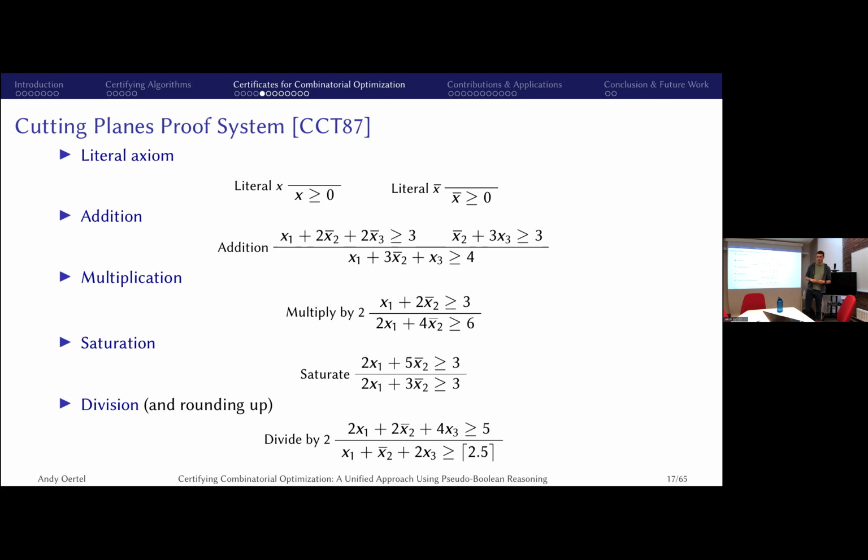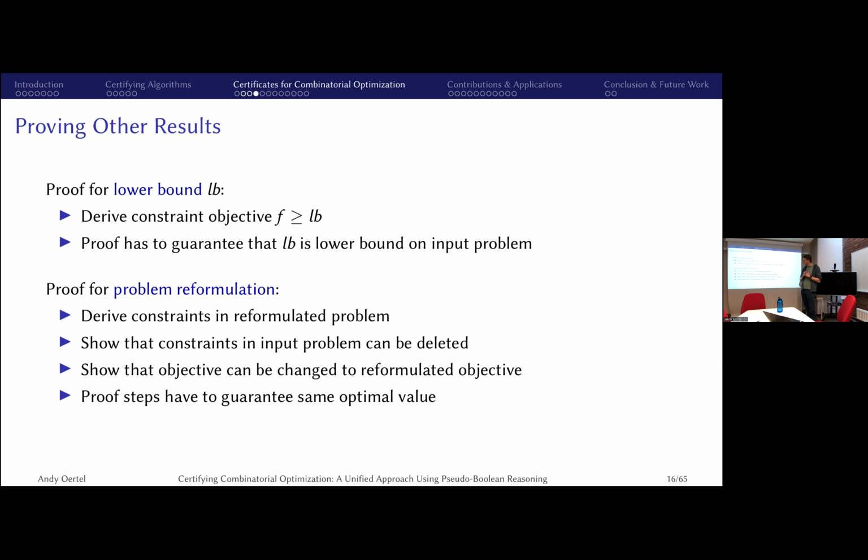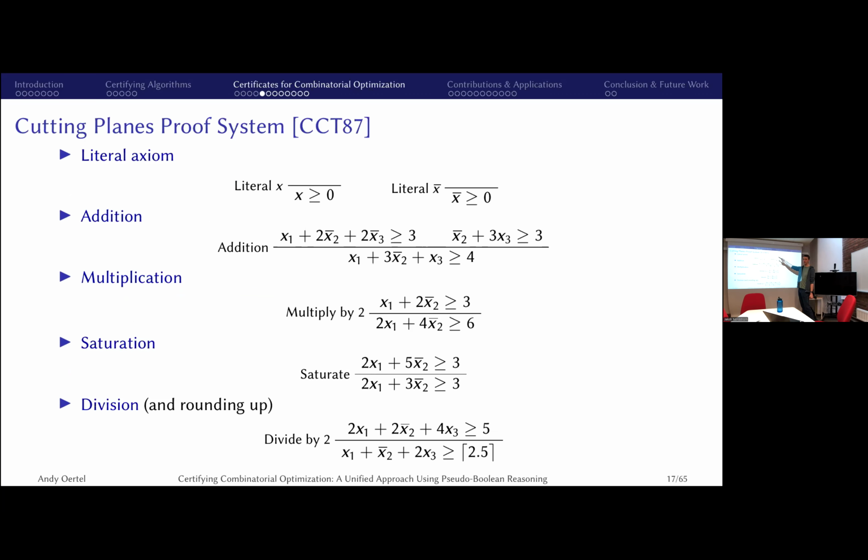Now, how does the proof system work? Again, we can take inspiration from proof complexity. We have pseudo-Boolean constraints, and there is the cutting planes proof system, which works with the pseudo-Boolean constraints that we work with. The cutting planes proof system has the following rules. First, we have a literal axiom that we can introduce at any point. Basically, the literal is greater than or equal to 0, and this just says that variables are between 0 and 1.